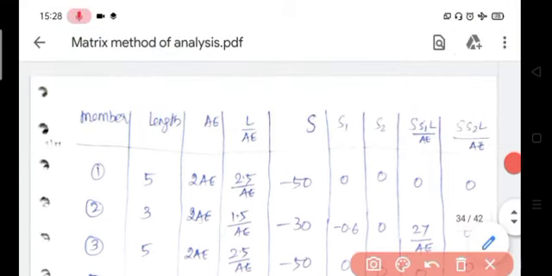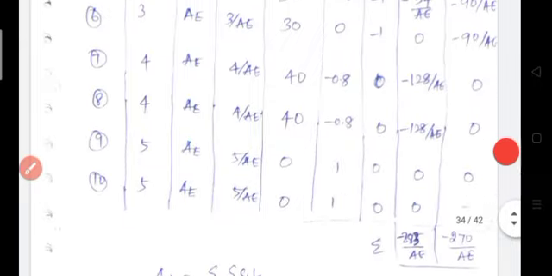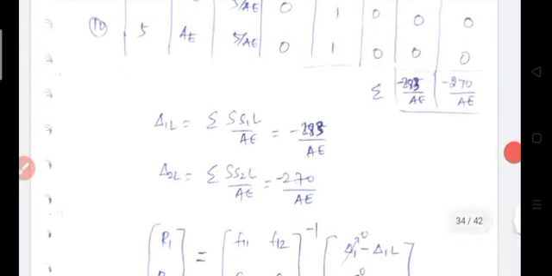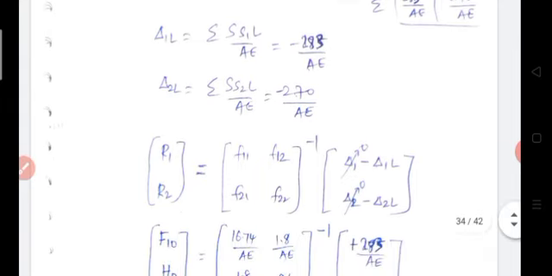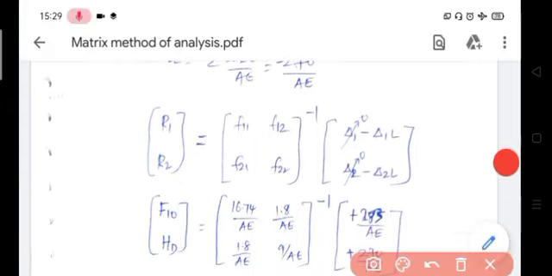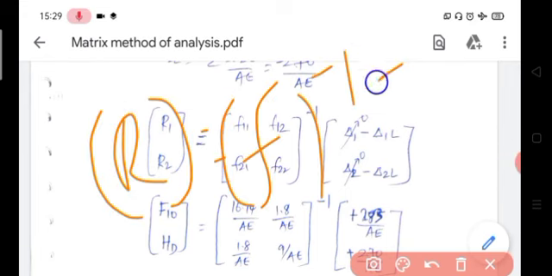Then finally determine capital S S1 L by AE, then capital S S2 L by AE. Then finally take a summation for delta 1L. So deflection along coordinate 1 is equal to summation of capital S S1 L by AE, which is equal to minus 283 by AE. Then delta 2L is equal to summation S S2 L by AE, which is equal to minus 270 by AE.